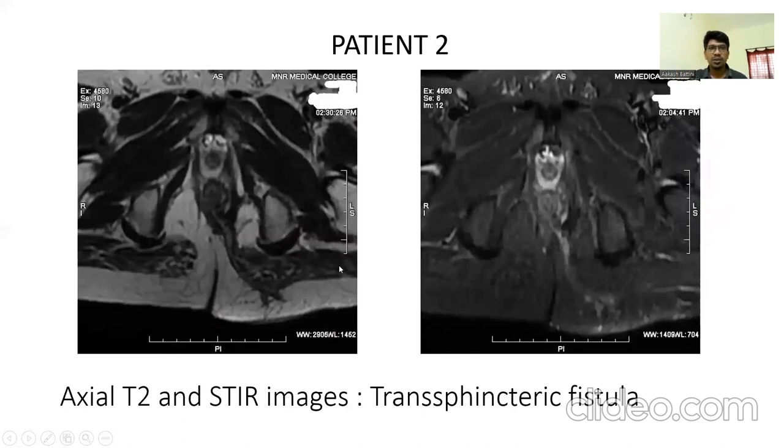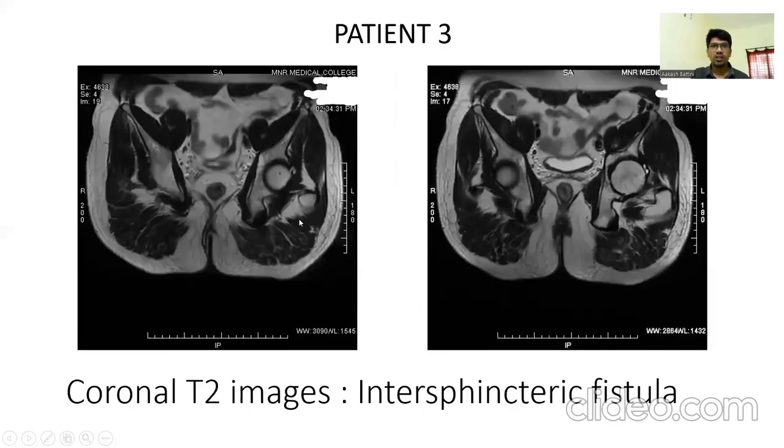This is patient 2, axial T2 and STIR images showing transphincteric fistula. Here is a fistula tract opening outside. And patient 3 showing coronal T2 images, which is an intersphincteric fistula, that is grade 1. And here is a fistula tract. It is an external opening.